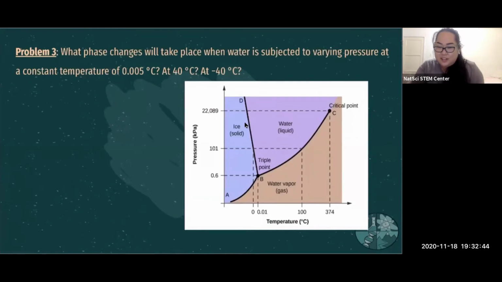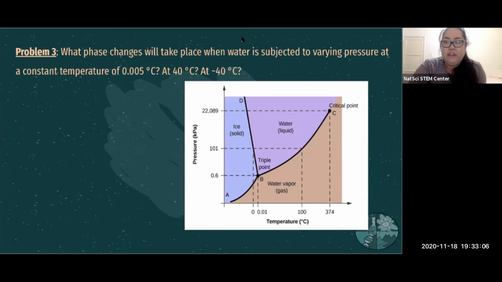My suggestion for this: draw lines on the chart about where these things are. That will help you identify what phases. So phase change, what I mean by that is, is it going from a liquid to a gas, or is it going from a gas to a solid, and so on and so forth?